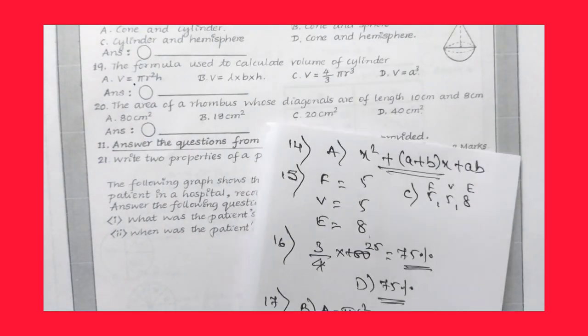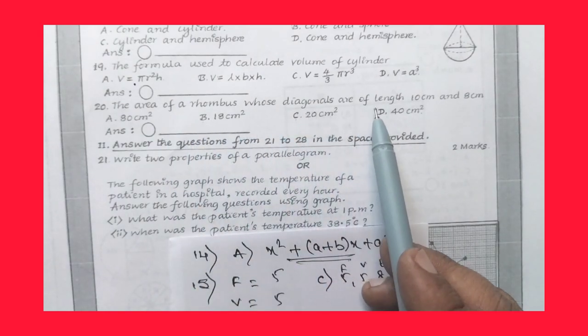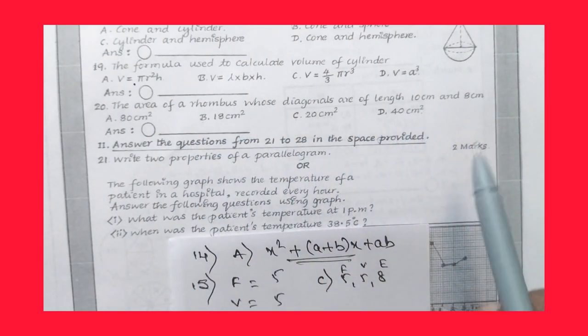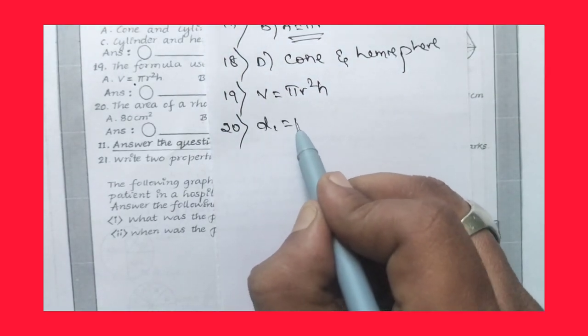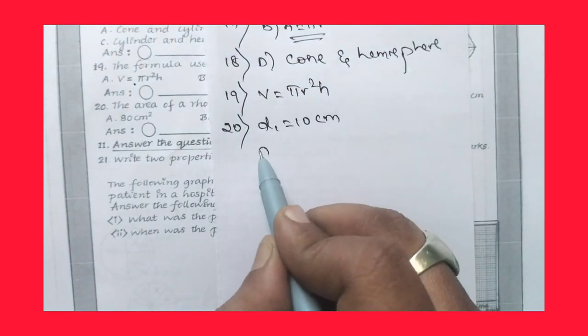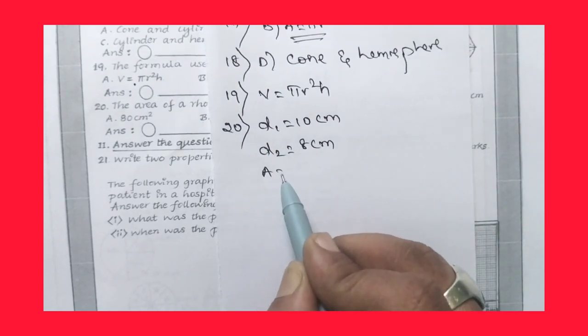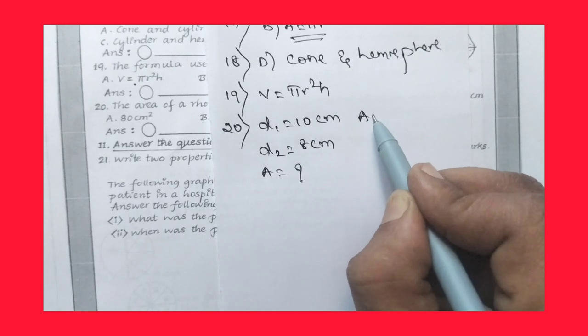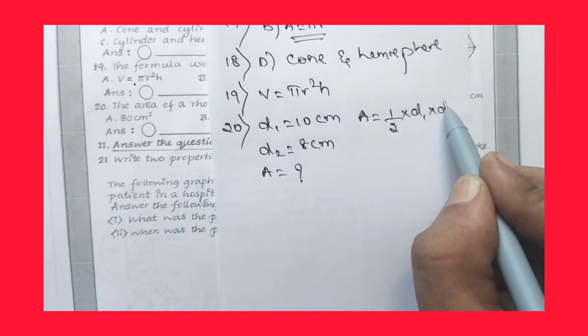Now let us move to the 20th question. The area of a rhombus whose diagonals are of length 10 cm and 8 cm. So D1 is given as 10 cm and D2 is given as 8 cm. Now let us find the area. The area of a rhombus is half into D1 into D2.